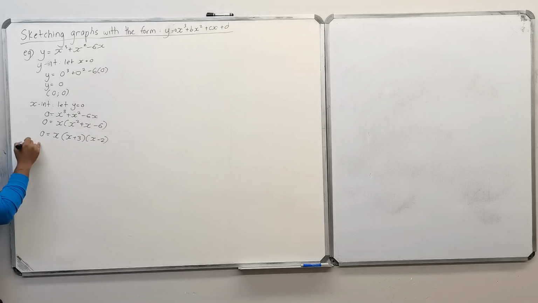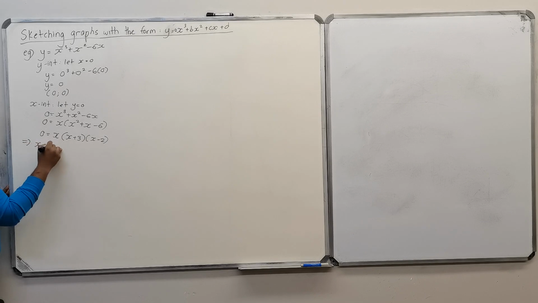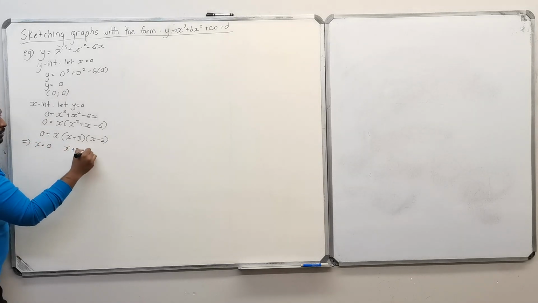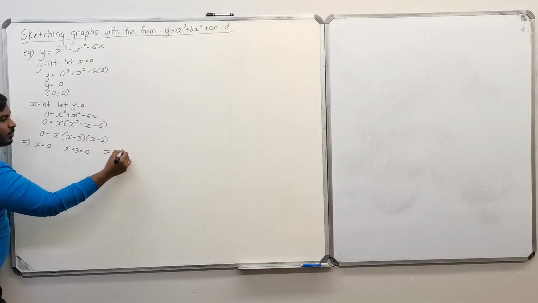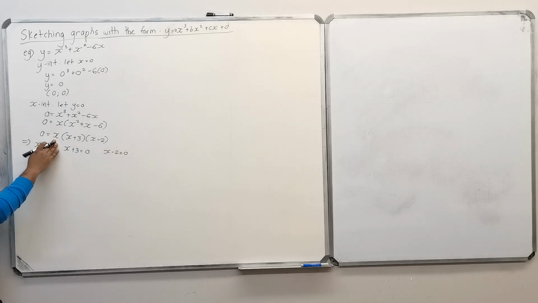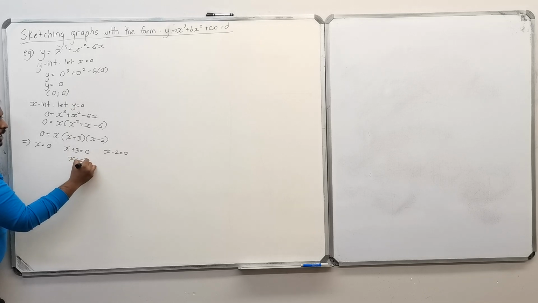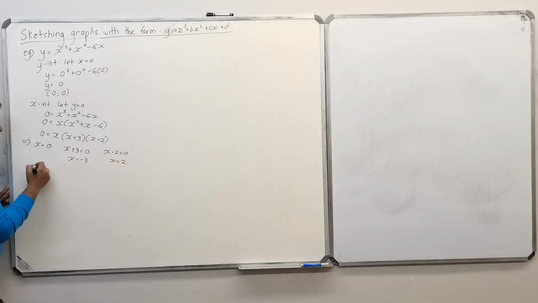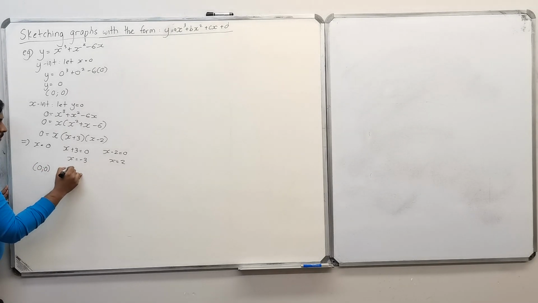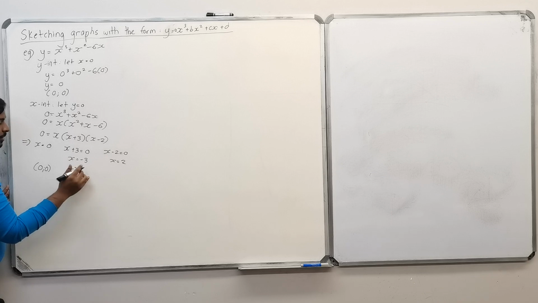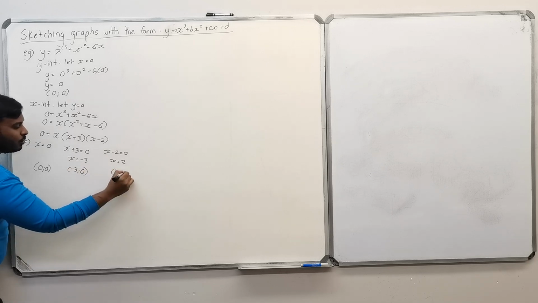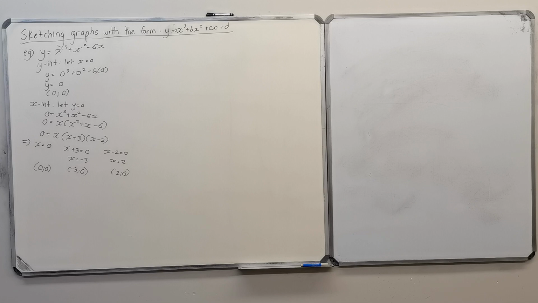Okay, so from here x is equal to 0, x plus 3 is equal to 0, x minus 2 is equal to 0. You can't forget about this one. So x is equal to 0, x is equal to minus 3, x is equal to 2. So your x-intercepts are (0; 0), (minus 3; 0), and (2; 0). So now we got our x-intercepts, we got our y-intercepts. What else do we need to draw this graph? Minimum and maximum turning points.